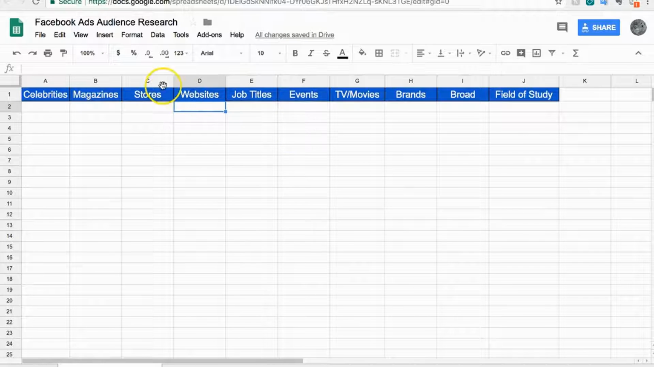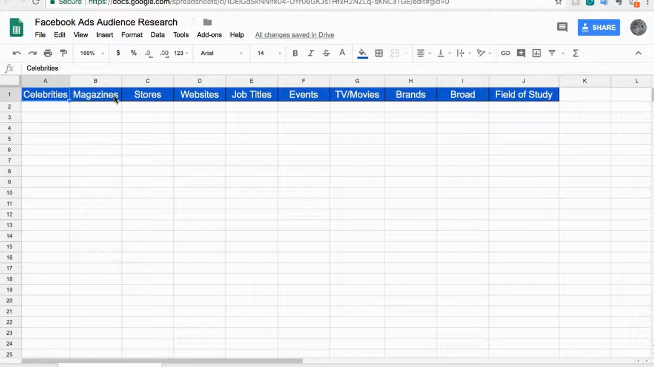So, for example, we can look for the celebrities who are famous in the cooking space, right? Who have lots of fans, right? And by figuring out who are the famous, more engaging celebrities, we can target the people who are fans of the celebrities, basically, right?